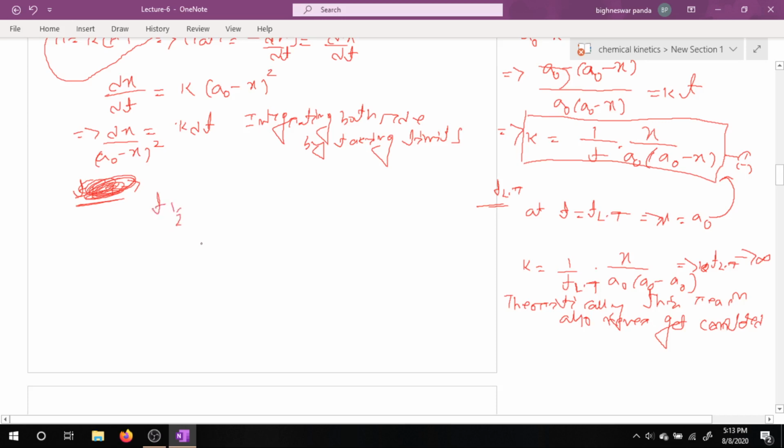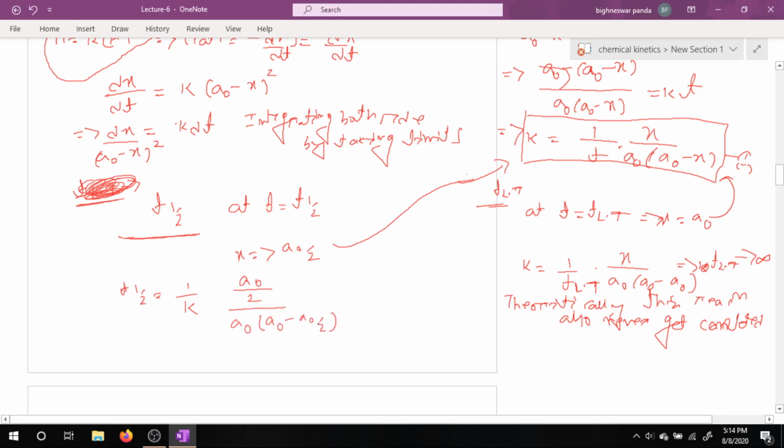The half. So at t equal to t half, I have x equal to A naught by 2. By putting x equal to A naught by 2 in this equation, t half is equal to 1 by k, A naught by 2 divided by A naught into A naught minus A naught by 2. By solving, I can get t half.